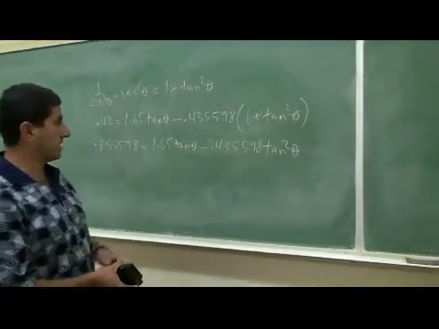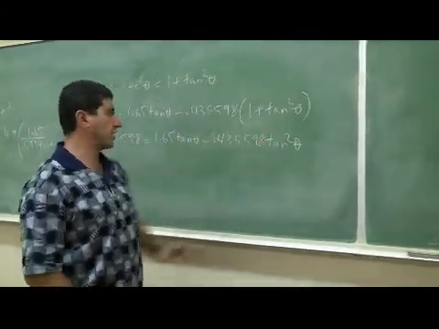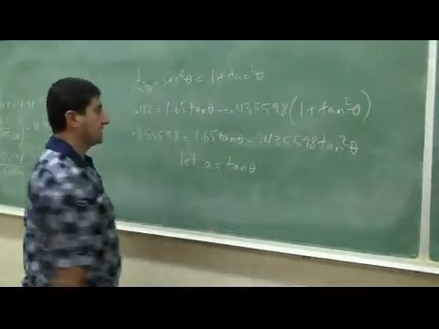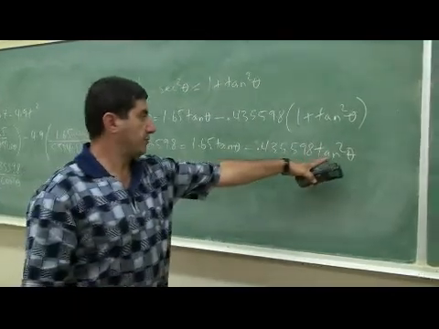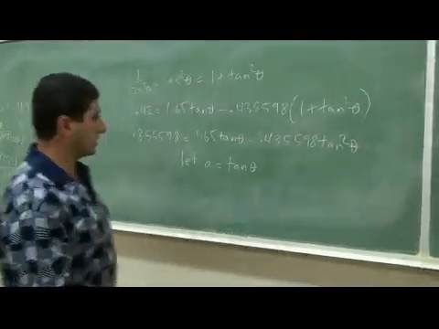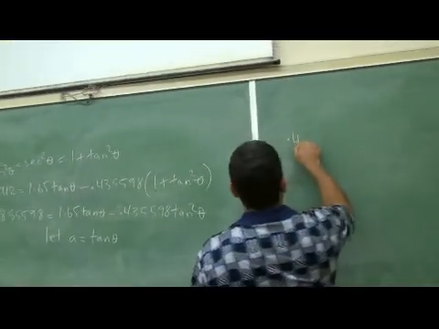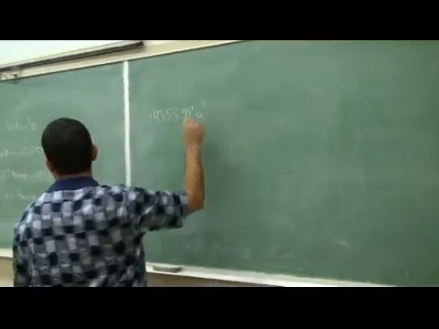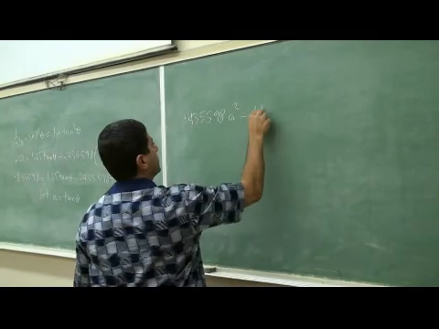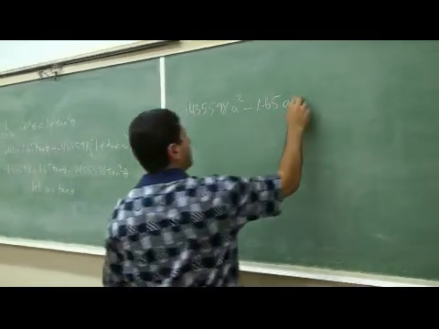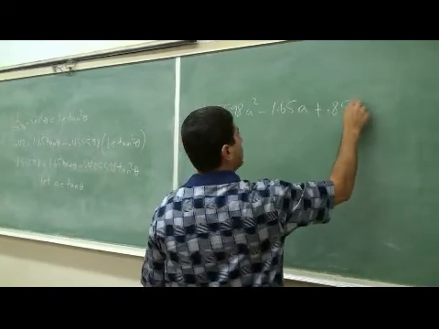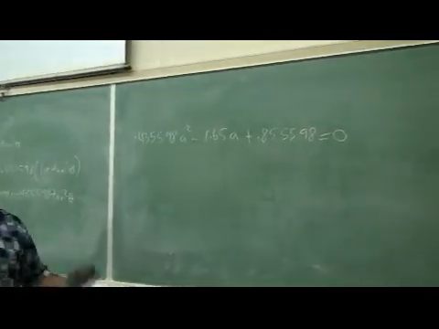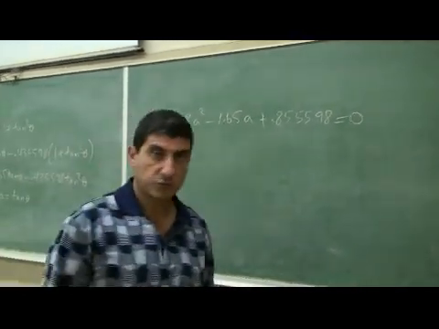The goal of this whole thing was so that I have something tangent squared, then I can say let A equal tangent theta. Then that's a certain variable. Then this will become A squared. Now I could take this over to the left side and I have 0.435598 A squared. I could take this to the left side, minus 1.65A plus 0.855598 equals 0.